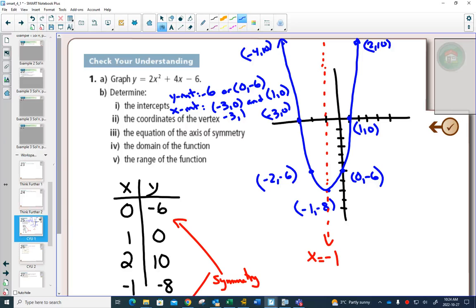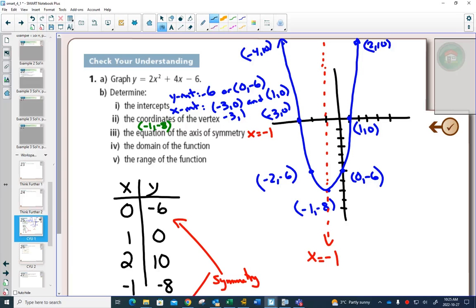The coordinates of your vertex, -1, -8. The equation of the axis of symmetry, always x equals, and it will be x equals -1.